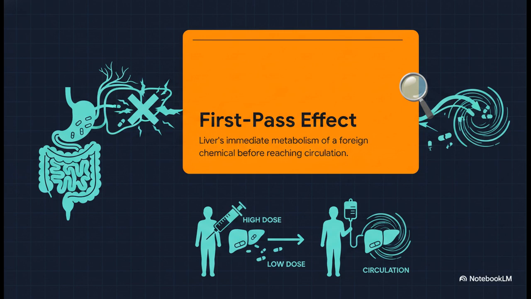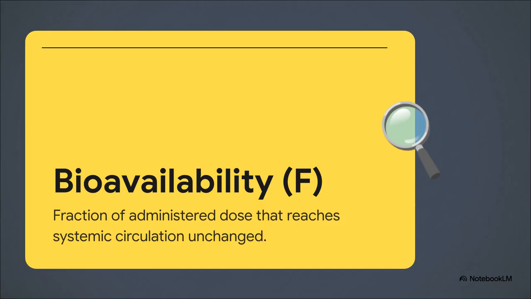This explains why an oral dose of morphine has to be significantly higher than an IV dose. The liver essentially destroys a massive chunk of that oral dose before it ever gets a chance to act. And this brilliantly illustrates our next core concept, bioavailability, which is represented by the letter F. This is the actual fraction of your original dose that survives the liver's tax and reaches systemic circulation unchanged. Oral ibuprofen actually has great bioavailability, hovering around 80 to 90%.